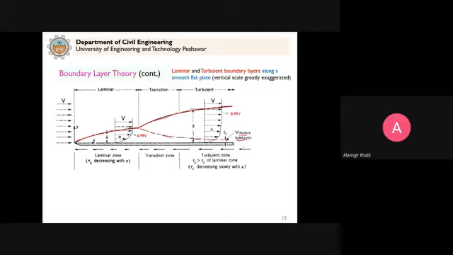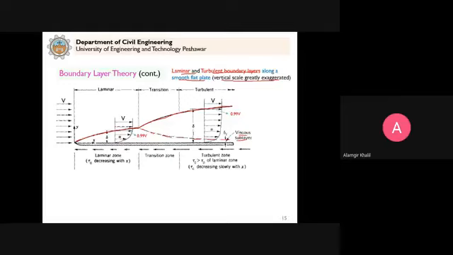Now next we are interested in the laminar and turbulent boundary layers along a smooth flat plate. This boundary layer is very thin, as you saw in the video also, in the previous slides also, but it is shown exaggerated, meaning the vertical scale is greatly exaggerated. So just for understanding, to visualize, we show it big. Otherwise, this is a very thin layer.